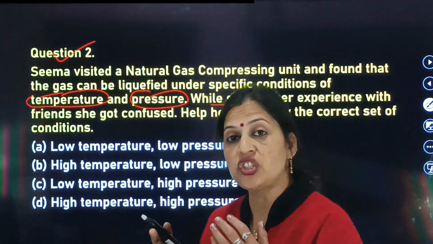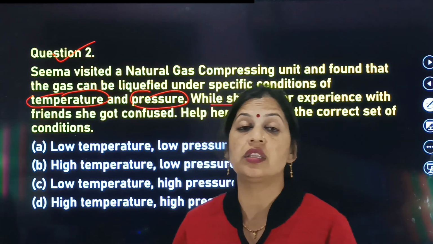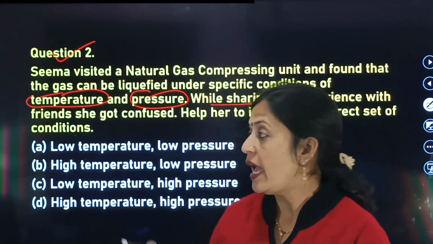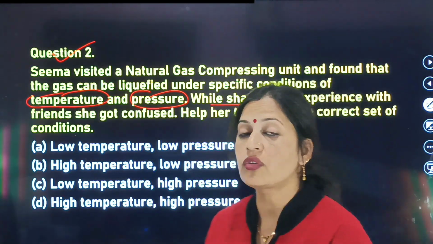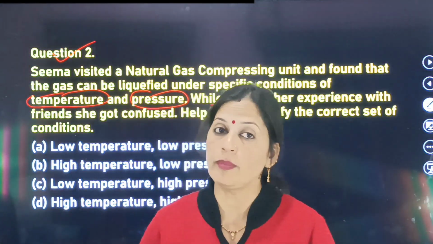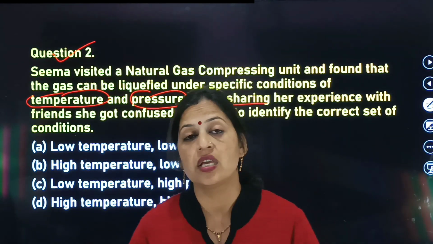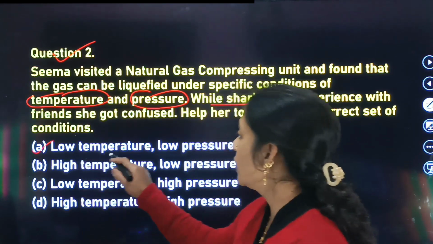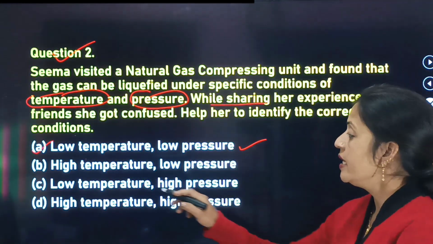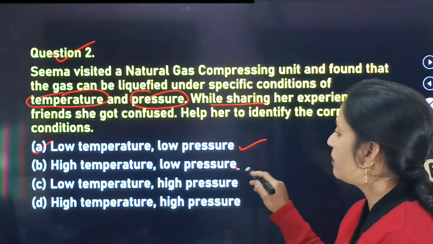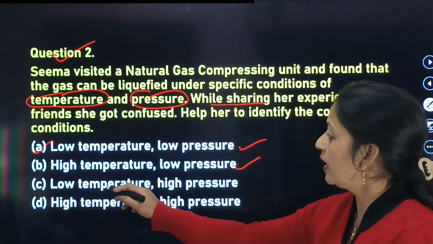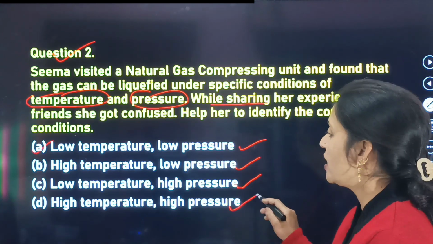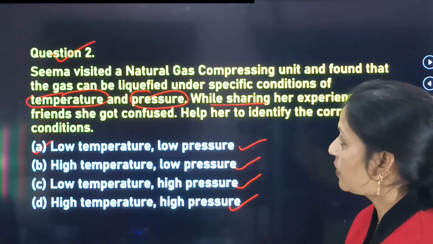But when she's sharing her experiences with her friends, at that time she got confused, and help her to identify the correct conditions. So here, beta, you have to identify the correct conditions to help Seema, and the options are: low temperature, low pressure; second condition is high temperature, low pressure; third condition is low temperature, high pressure; and the last condition is high temperature and high pressure.